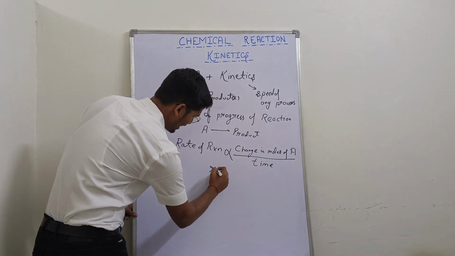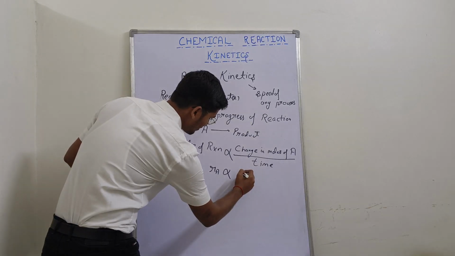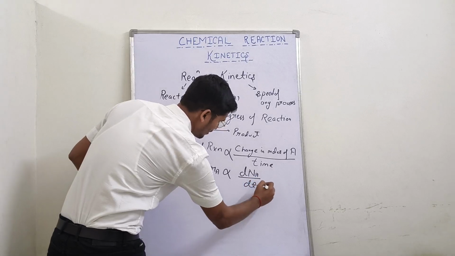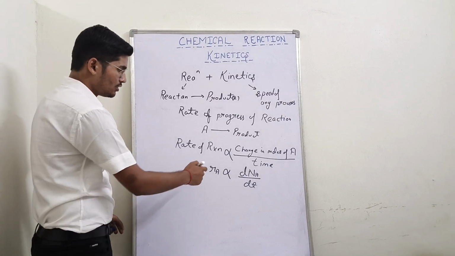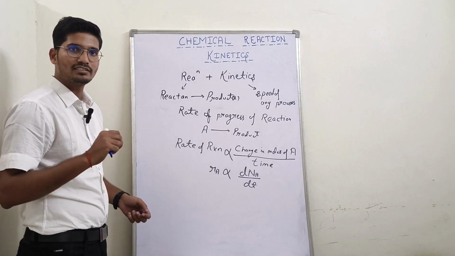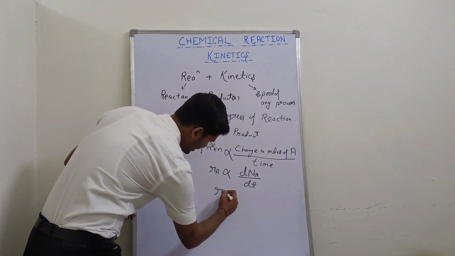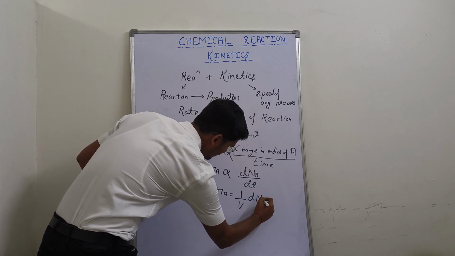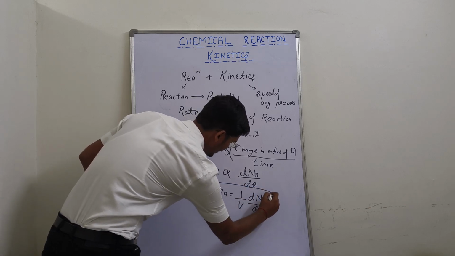Let me write this as RA. RA, the rate of reaction with respect to A, is directly proportional to the change in number of moles, dNA by dt. Everyone knows about this term; we write rate in this form only. Removing the proportionality sign, we will add a constant. What is the constant in this process? We consider its volume. The volume of the reaction is always constant. So it will come as 1 by V dNA by dt. This is our rate of reaction.